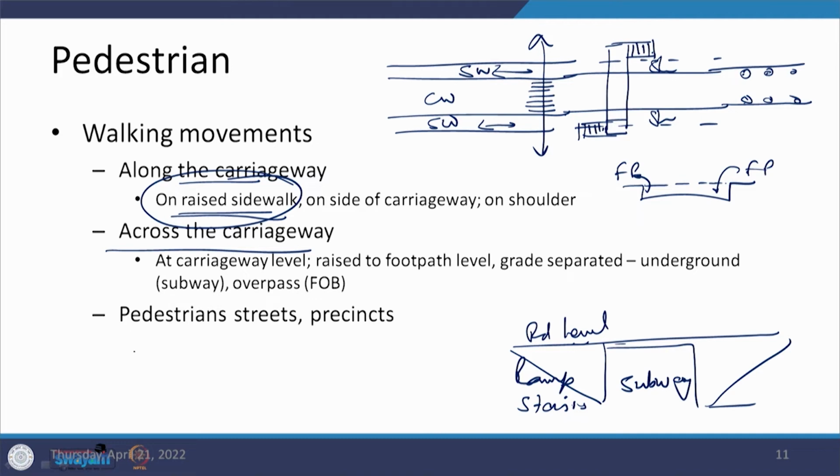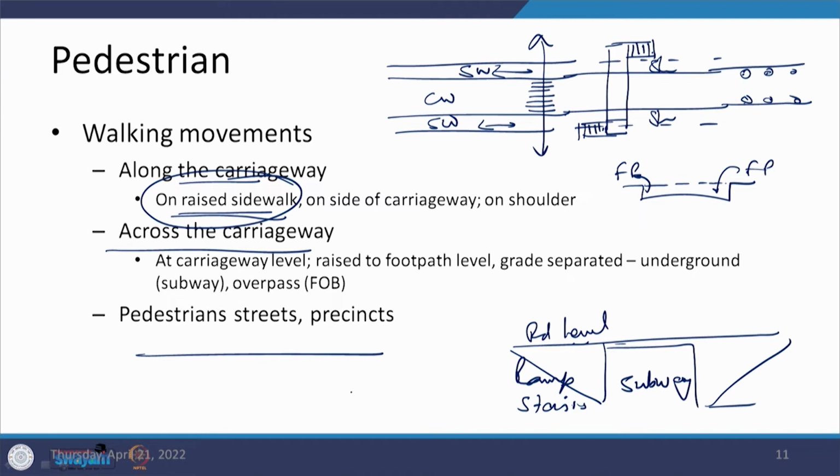In some of the cases you may find that there are things being defined as pedestrian streets or precincts. That means, these are the areas where the vehicles are not allowed to move. Even if you are coming with a bicycle, you have to get down, you cannot ride a bicycle, but you can tow your bicycle on the side of you. So, that sort of facilities can also be there.